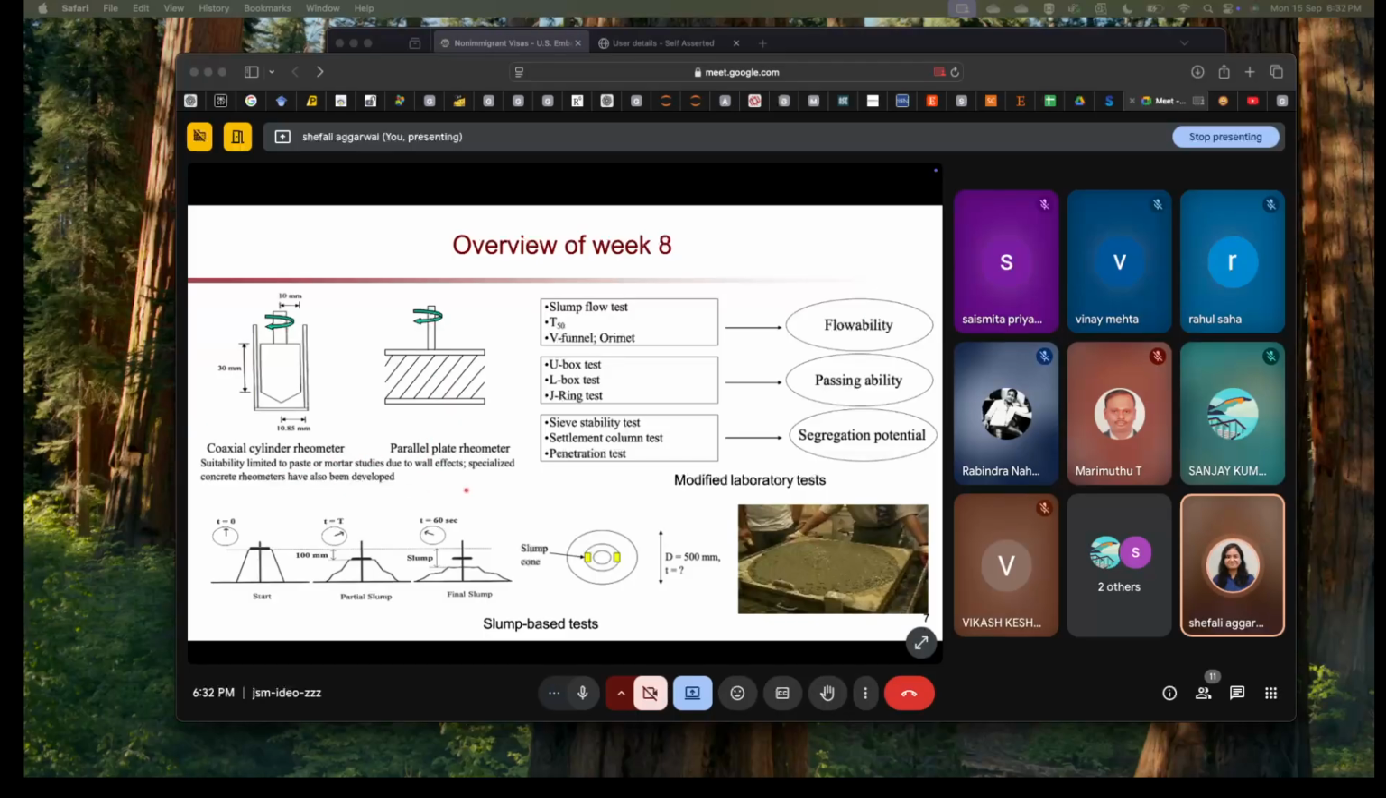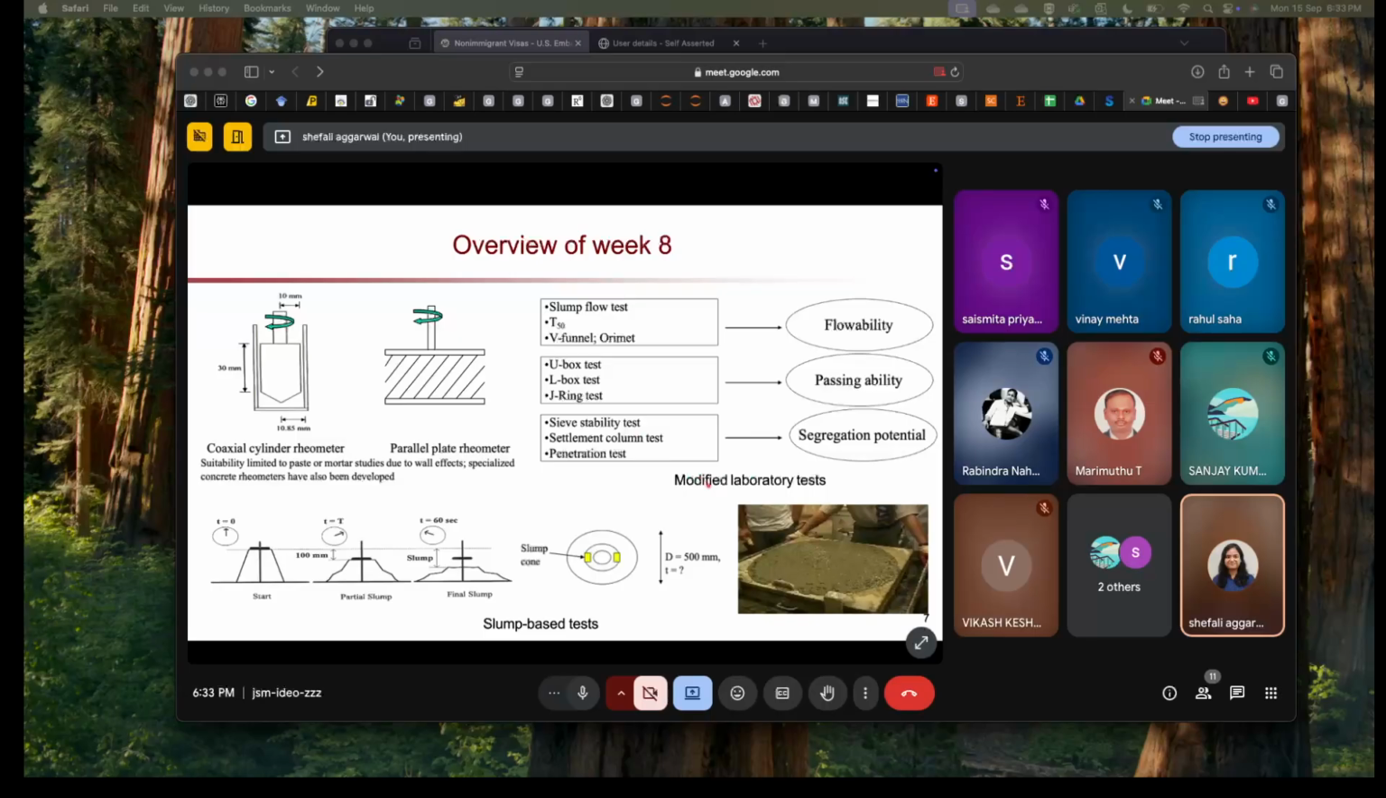Since the wall effect will affect your properties, these rheometers are mainly limited to mortar or paste. Coarse aggregates are not added to this type of rheometer.